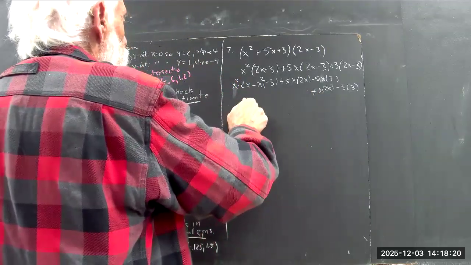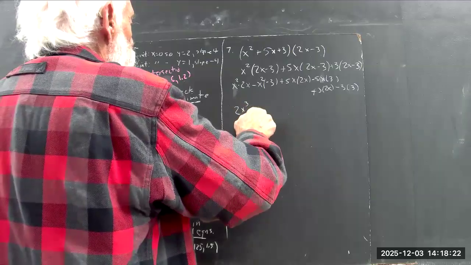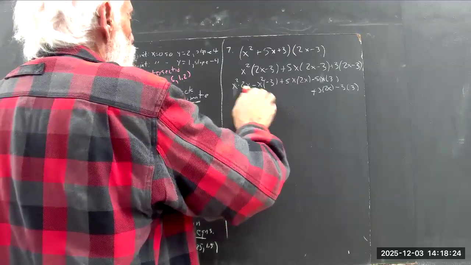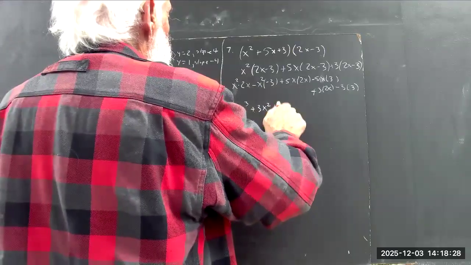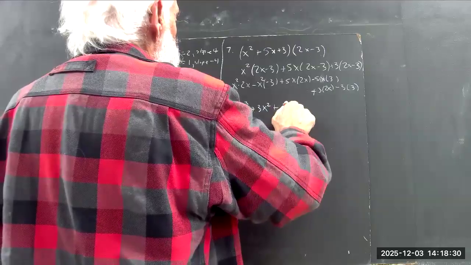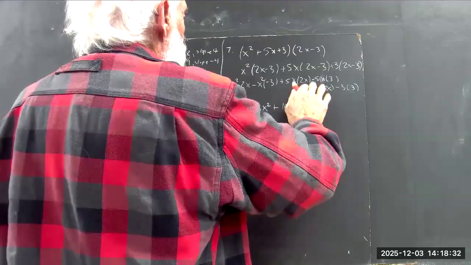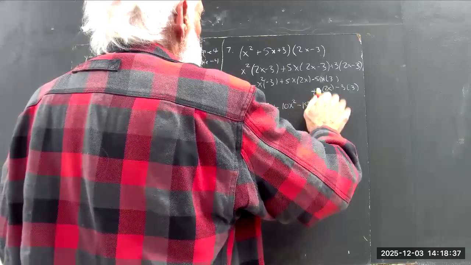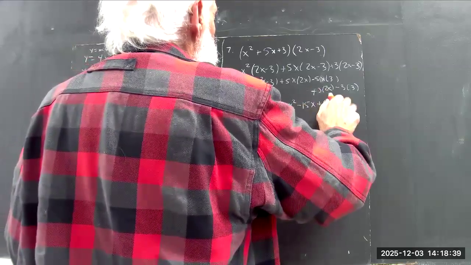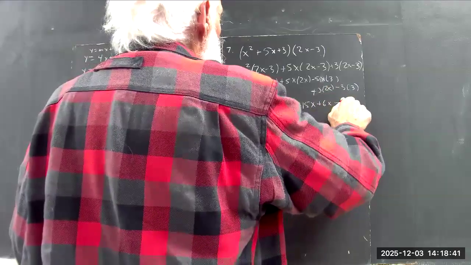We get 2x cubed plus 3x squared. Negative times a negative is a positive. 3 times x squared. 5x times 2x is 10x squared. Minus 5x times 3 is -15x. 3 times 2x is plus 6x. Minus 3 times 3 is -9.